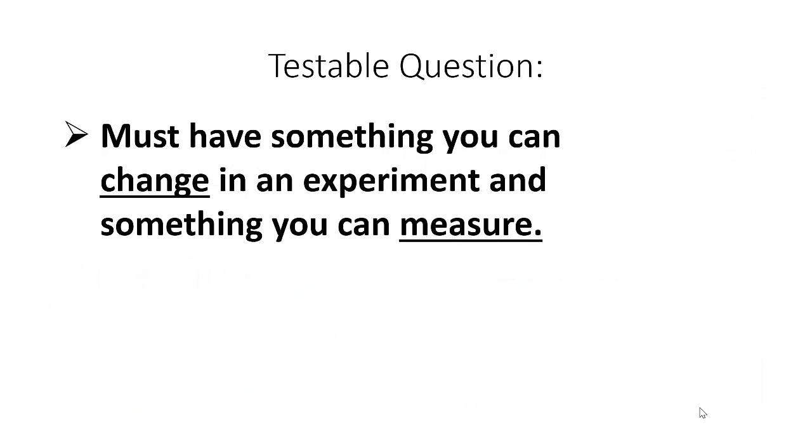In science class, there are things called testable questions. And these testable questions help us pick our experiments. A testable question must have something you can change in an experiment and something you can measure. You need an independent variable and a dependent variable.